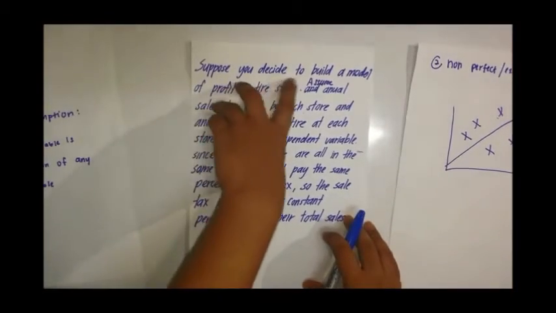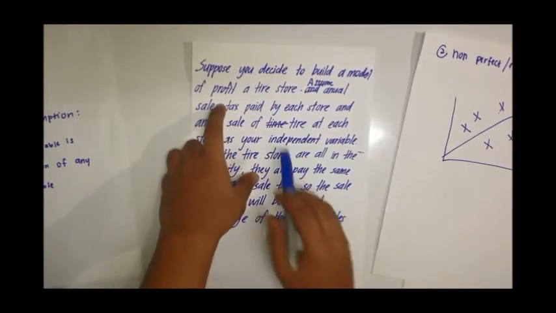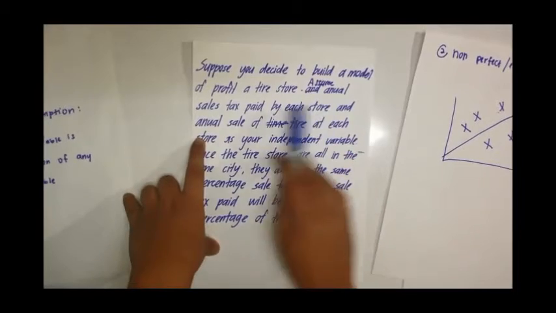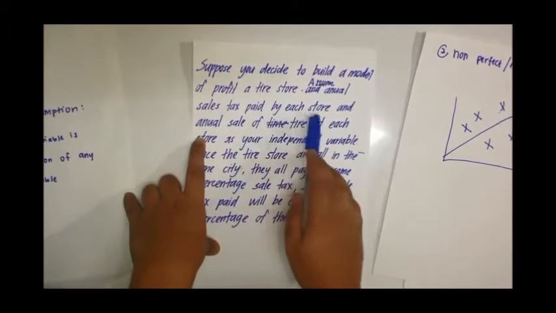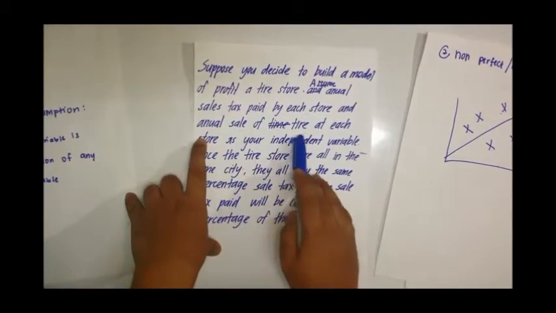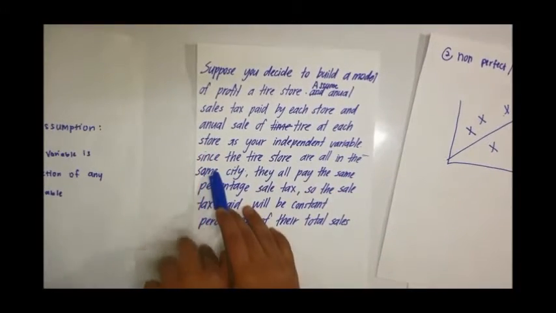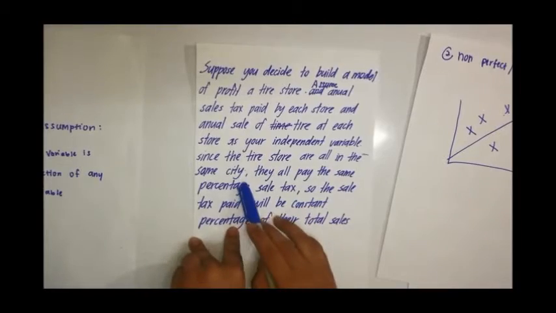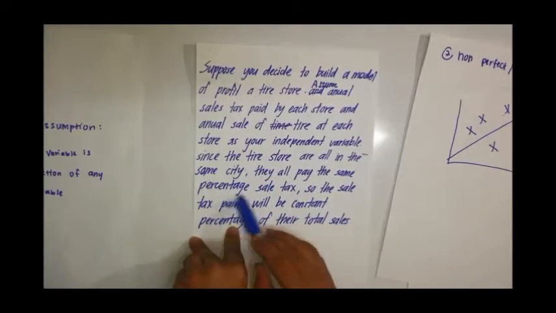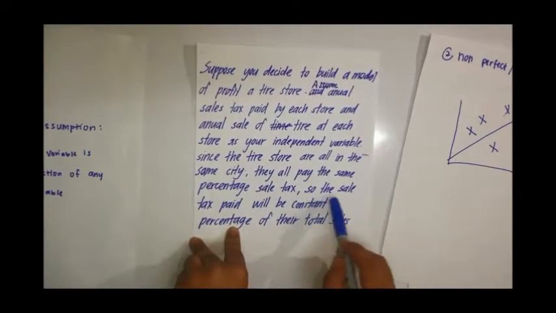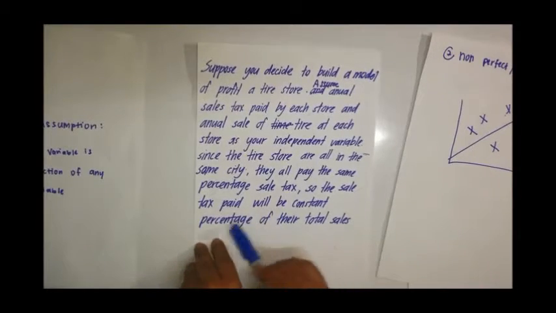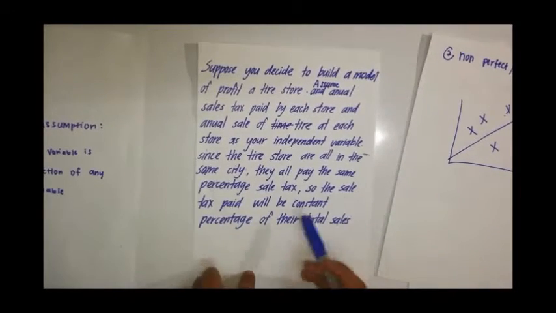To make it easier to understand, suppose you decide to build a model of profit of tire stores. Assume annual sales tax paid by each store and annual sales of tires at each store as your independent variables. Since the tire stores are all in the same city, they all pay the same percentage tax, so the sales tax paid will be a constant percentage of their total sales.